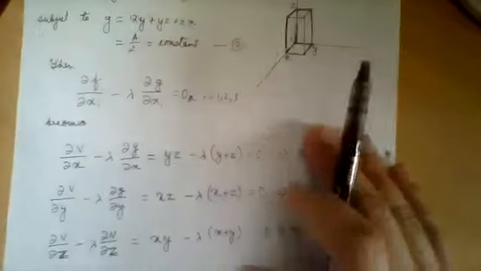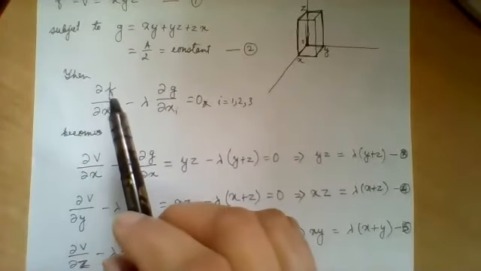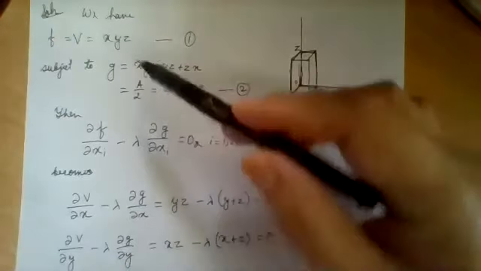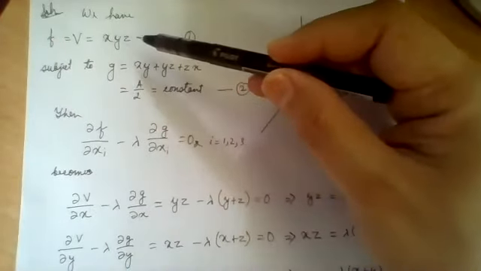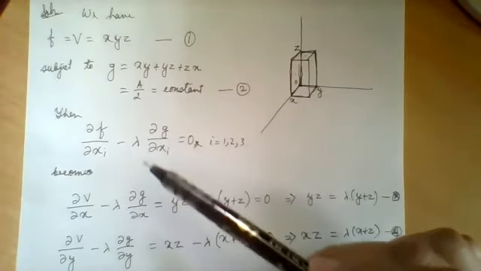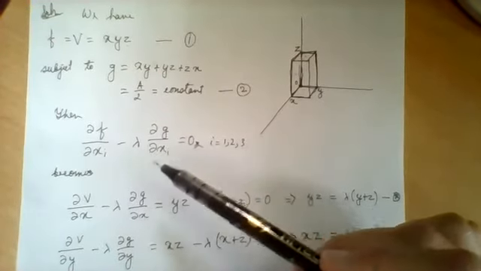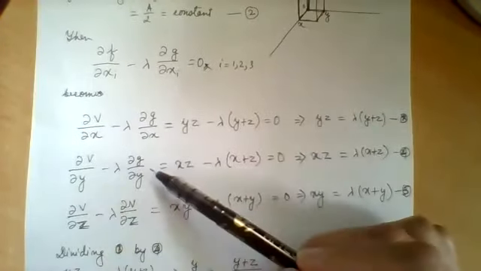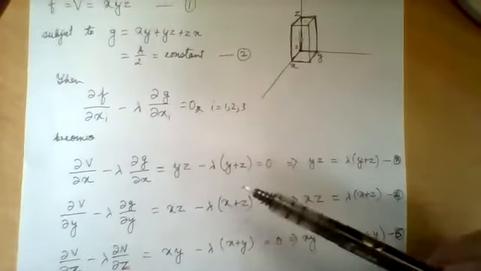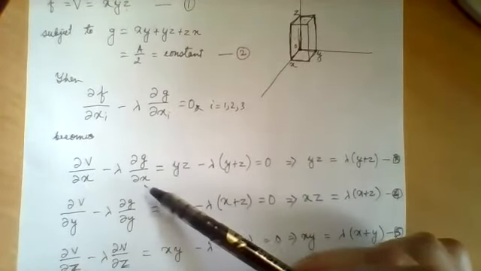So first, you differentiate f with respect to x. So del v by del x. What is v? V is xyz. So del v by del x minus lambda times del g by del x. First you take xi equal to x, then xi equal to y, then xi equal to z. So first let us consider del v by del x equal to lambda times del g by del x.